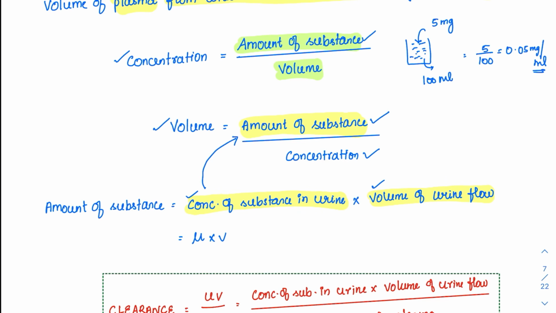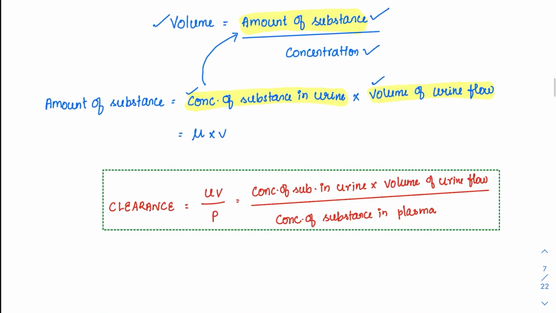Then what is this concentration in the denominator? This is the concentration of the substance in the plasma. That can be taken with an IV sample. So now you have to collect the urine, find the concentration of the substance and multiply it with the urine flow. Then for the plasma concentration, we take it from an arterial sample or venous sample. Now this gives us the complete formula of clearance. The final clearance formula is UV by P. This will be an MCQ where you will get all the values. You just have to plug them into this formula and calculate it.